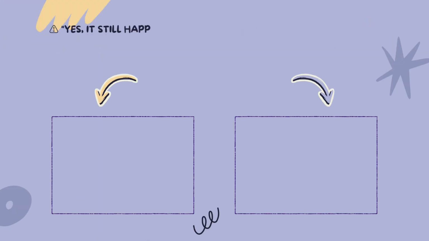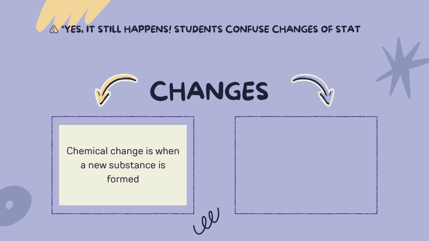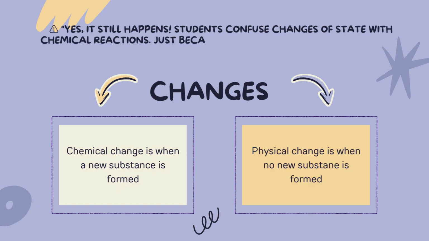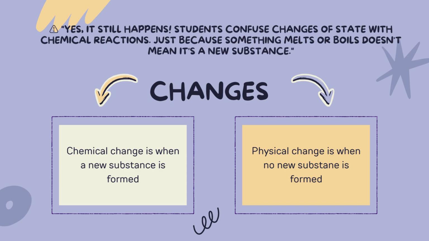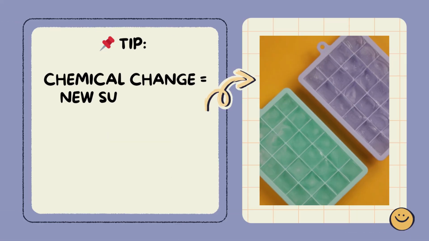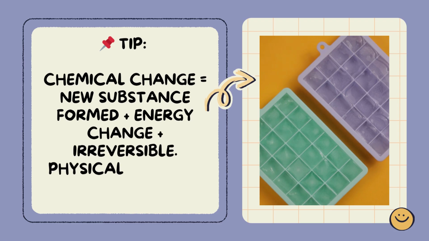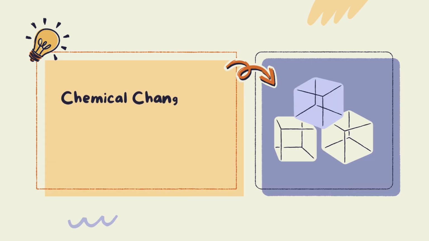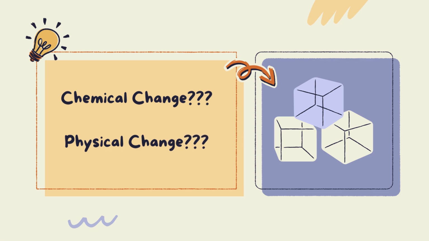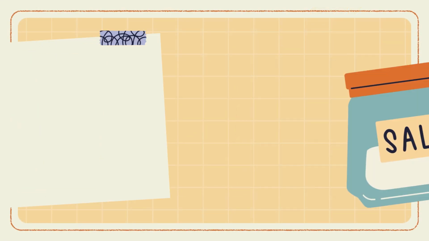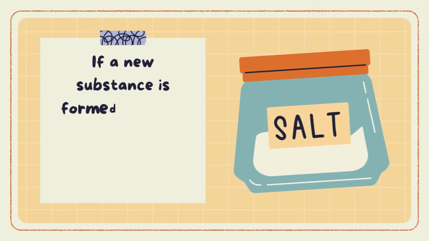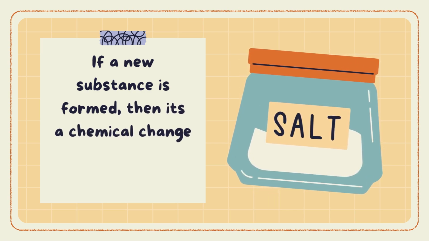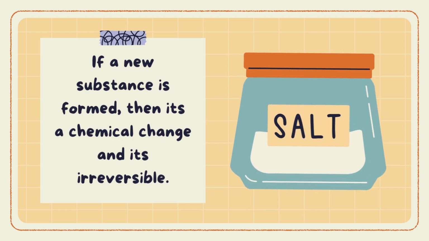The second mistake students make is mixing up physical and chemical changes. Yes, it still happens. Students confuse changes of state with chemical reactions. Just because something melts or boils doesn't mean it's a new substance. Okay? So a tip to improve this is you should know the difference between chemical and physical changes. A chemical change is a change when a new substance is formed. It's really easy. So you have to identify that if a new substance is being formed, plus if there is any energy change, if it is exothermic, endothermic, or if the reaction is irreversible, then that's a chemical change.